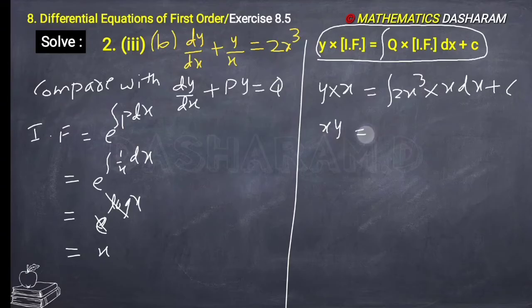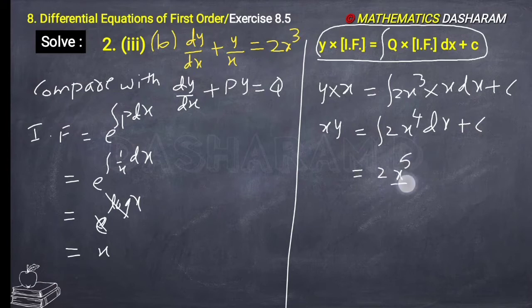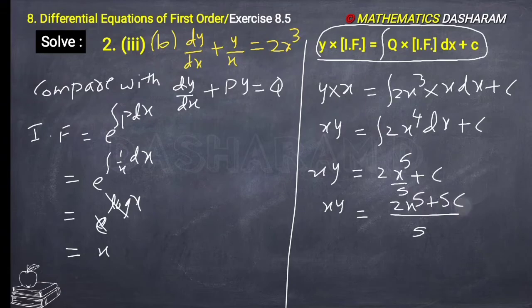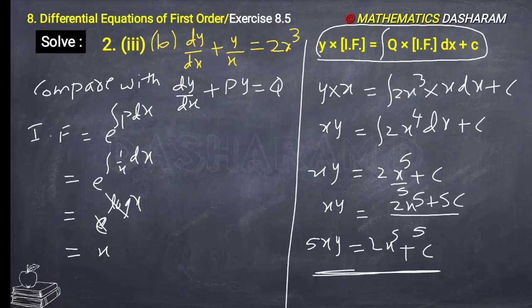So x into y equals 2 into integration of x to the power of 4 dx plus c. So 2 into x to the power of 5 by 5 plus c. So x into y equals, taking 5 as the LCM, (2x to the power of 5 plus 5c) divided by 5. So 5xy equals 2x to the power of 5 plus 5c, which is our required answer.